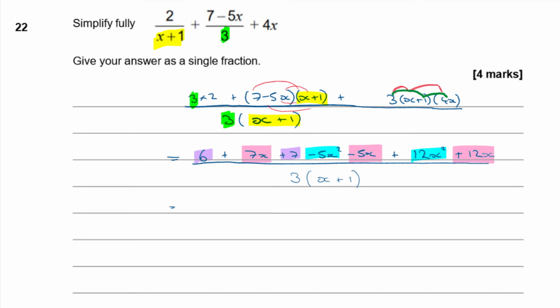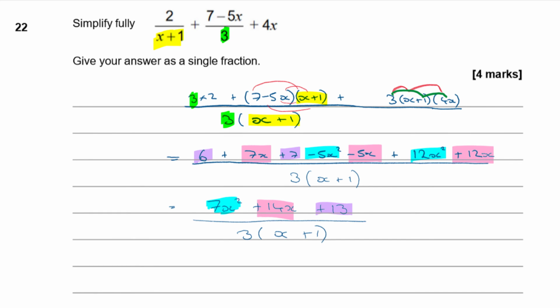Right, so collecting those together then. I've got the 12x squared and the minus 5x squared. That's going to give me 7x squared. Collecting the like terms in x, I've got 7x minus 5x, which is 2x, plus 12x. That's 14x, so plus 14x. And then finally, I've got 6 plus 7, 13, isn't it? So my numerator simplifies to 7x squared plus 14x plus 13. Okay, now that's all over 3 lots of x plus 1.